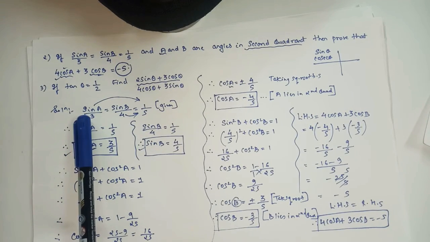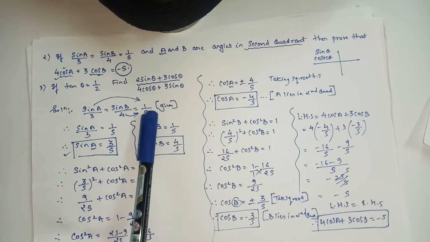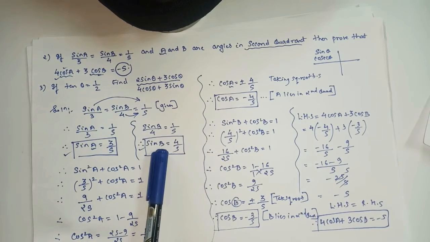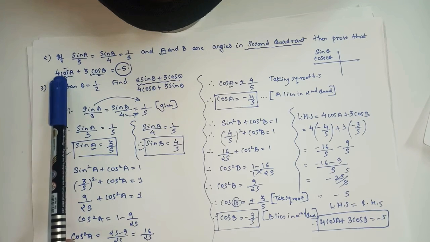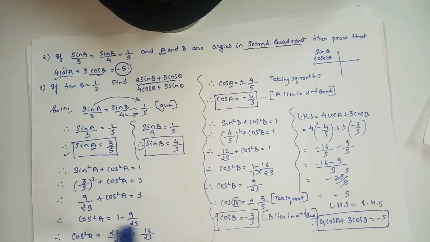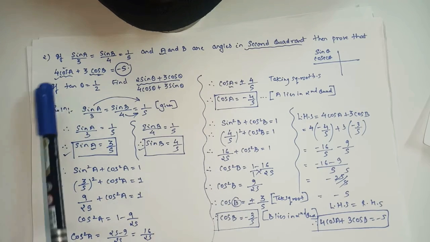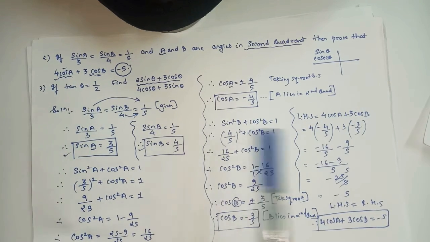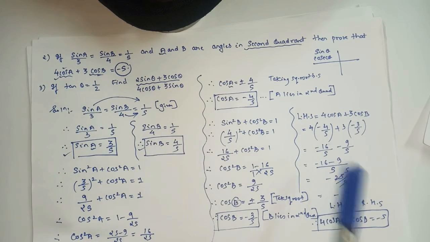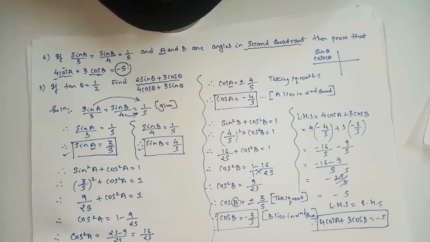So I took the pair of first and last, and second and last, where we got sin A and sin B. With the help of sin A you will get cos A, and with the help of sin B you will get cos B, using the identity formula. Yes or no? After this you will take the left hand side, substitute the value, and you will get your right hand side, the required right hand side. So in this way you have to present your sum.